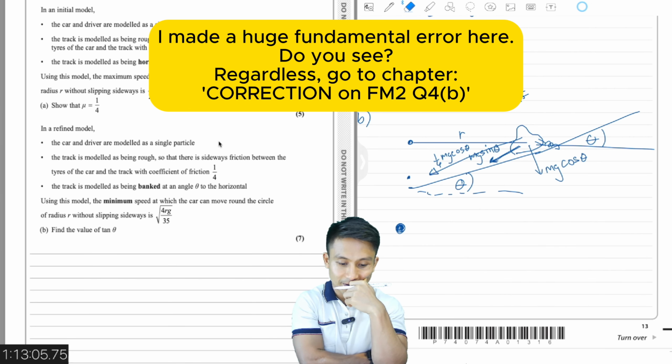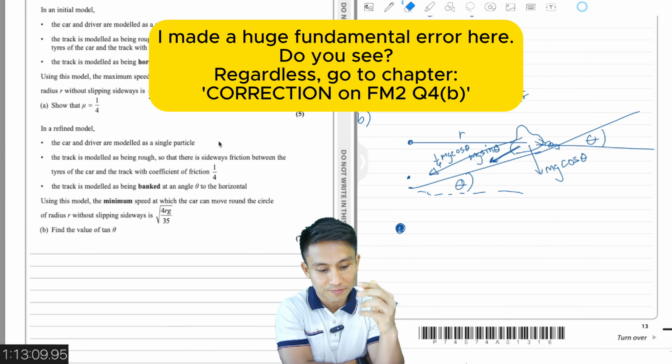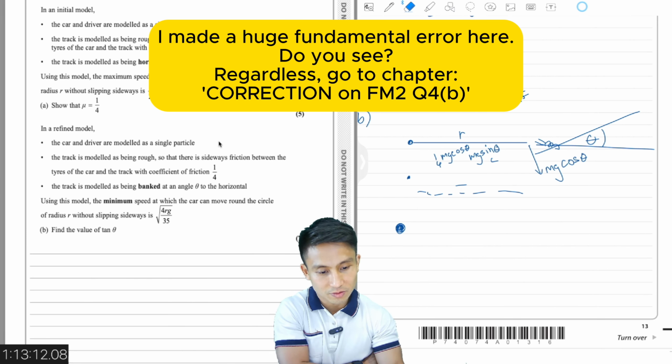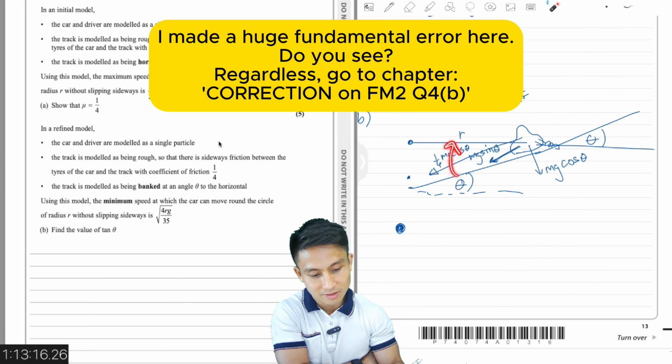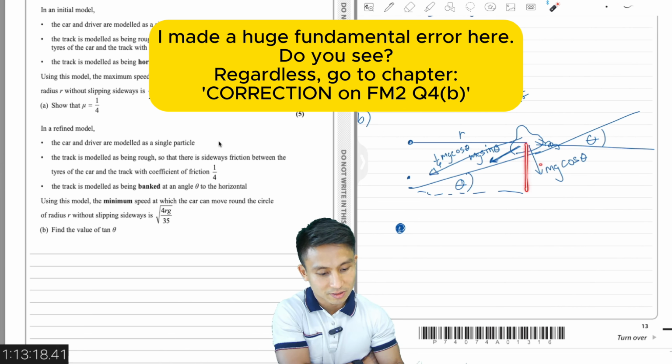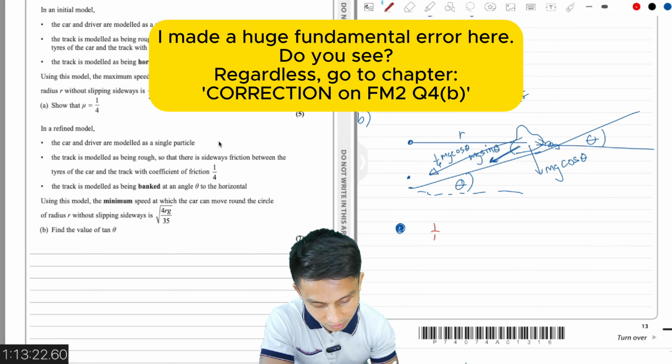Okay. So we're just going to resolve these two forces to the center, and also this. This will be resolved to that. Okay, so it's 1 over 4.